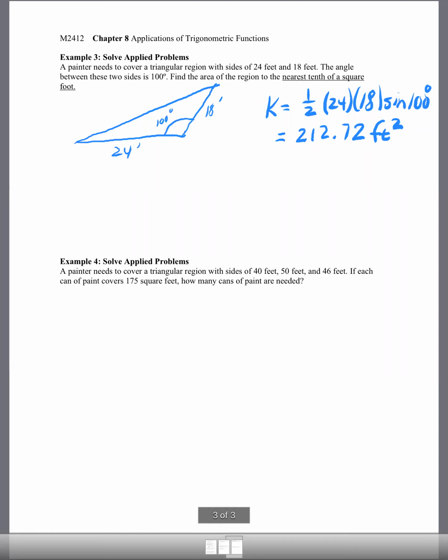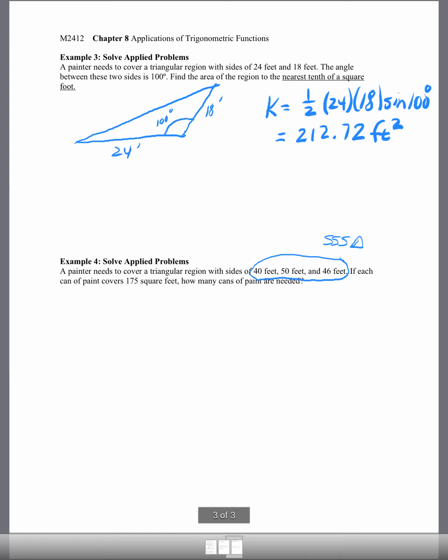In the last example here, number 4, we've got another painter. He wants to also cover a triangular region. Notice the given. He's measured all 3 sides. So we're finding the area of the triangle where all 3 sides are given to us. So this tells me I've got a side, side, side triangle, which means go straight to Heron's formula. This one has a second part to it. It says, if each can of paint can cover 175 square feet, then how many cans of paint are needed? So he doesn't really want to know what the area is. He just wants to know how many cans of paint he needs.